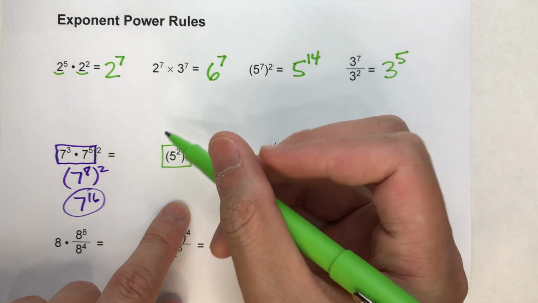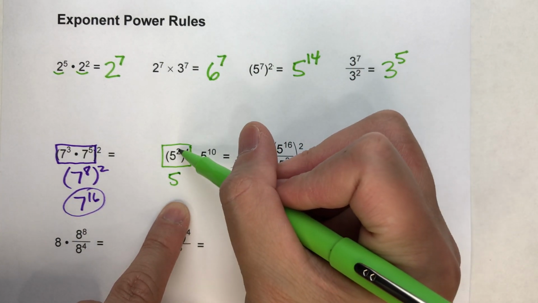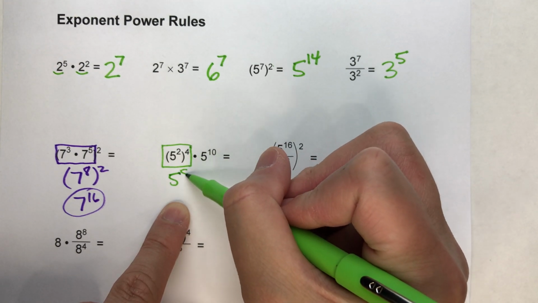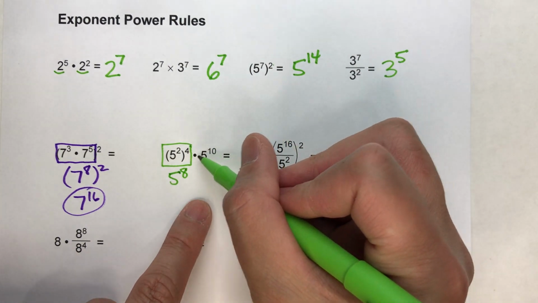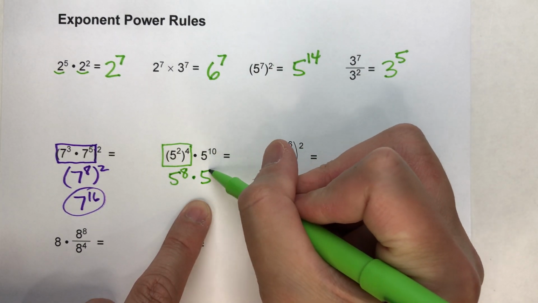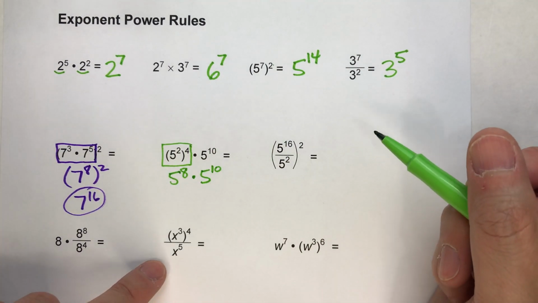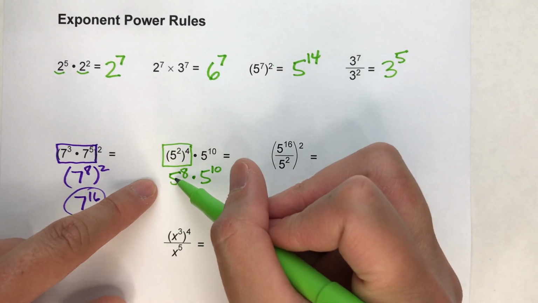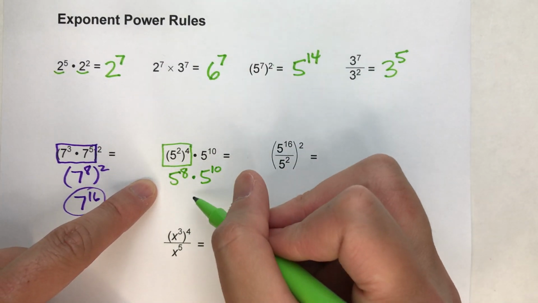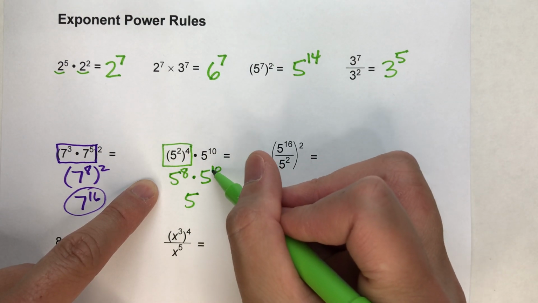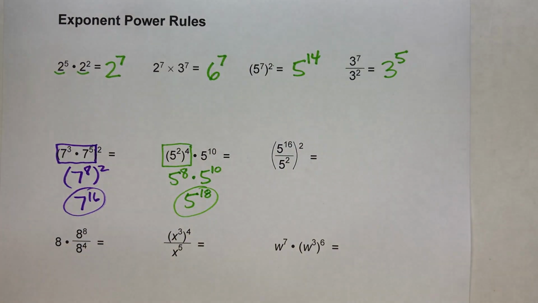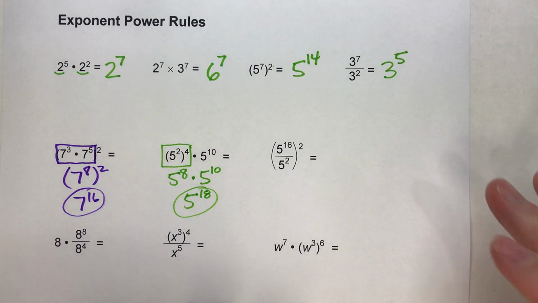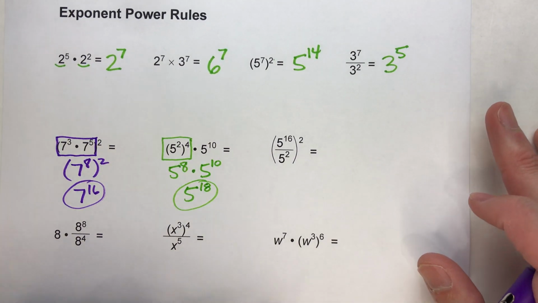Raising a power to a power, we keep the base, and we multiply the exponents. So we get 5 to the 8th power there. But remember, we still have to multiply that by 5 to the 10th power. So now let's do that last step. Multiplying powers with the same base, we keep the base, we add the exponents. This is going to get me 5 to the 18th.